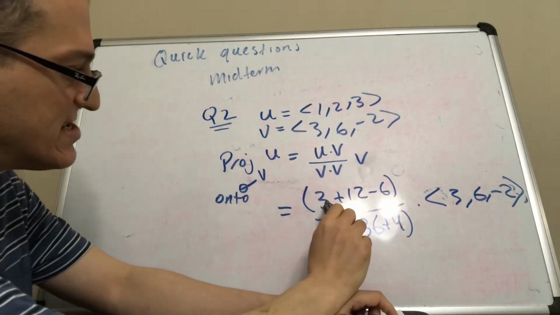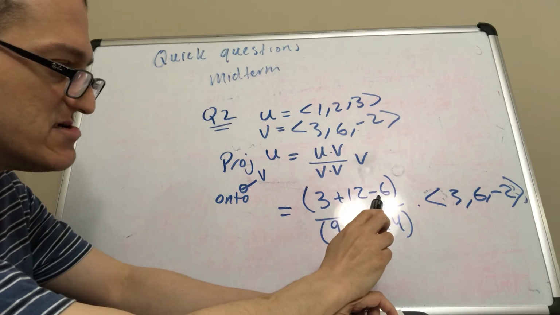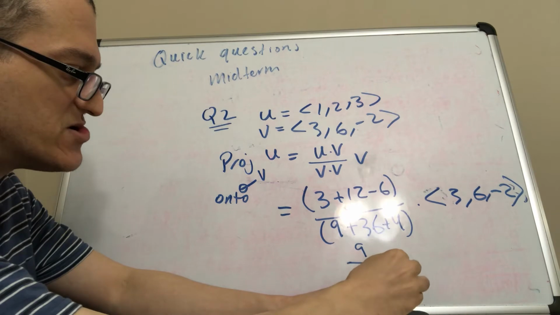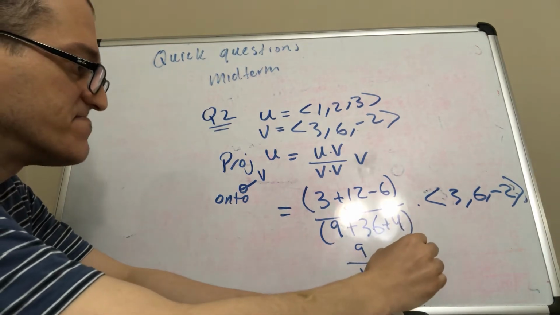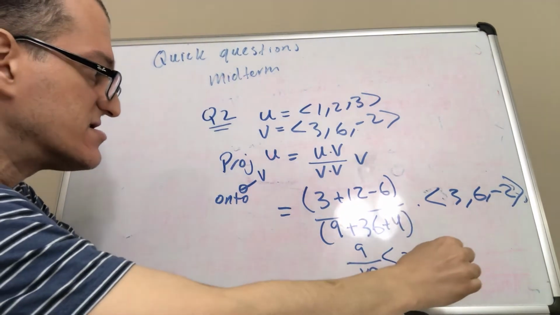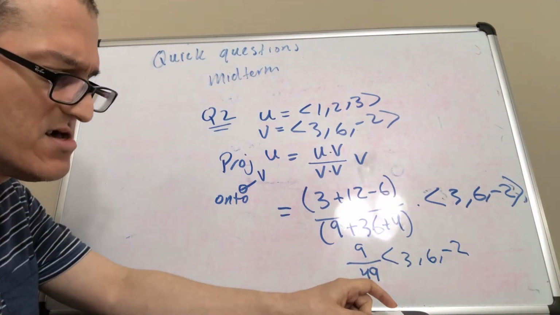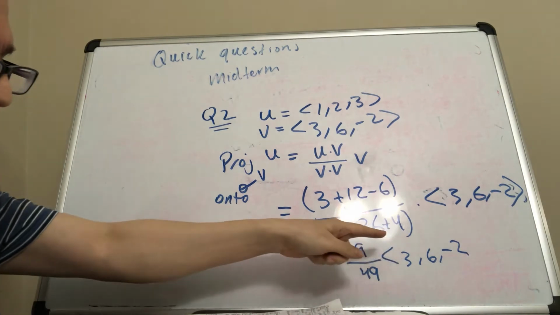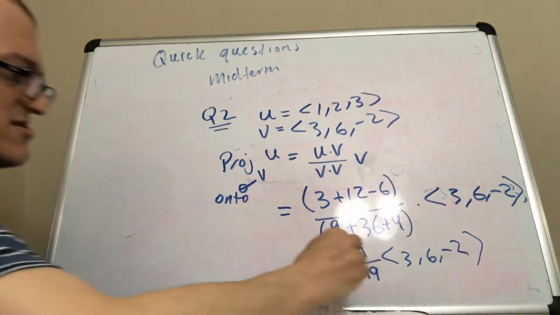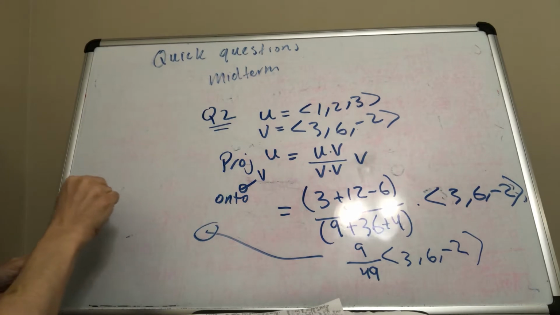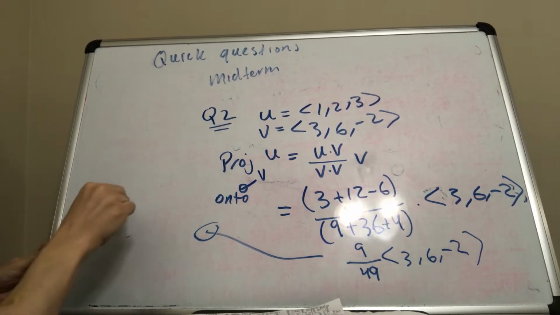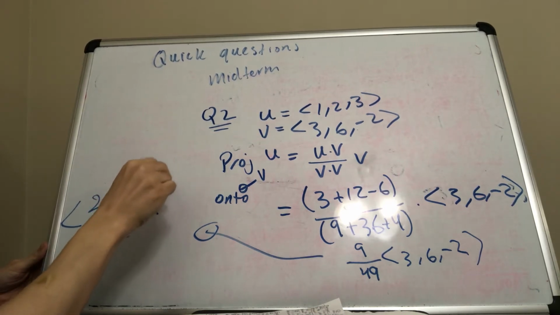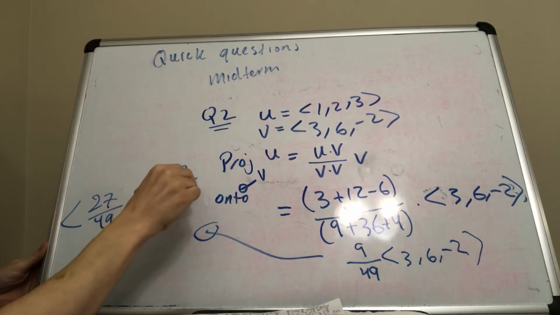Here we have 15 minus 6, that's 9. Here you have 49. Times 3, 6, minus 2. And you just multiply this through. When you multiply it through, it would be 27 over 49, 54 over 49, minus 18 over 49.